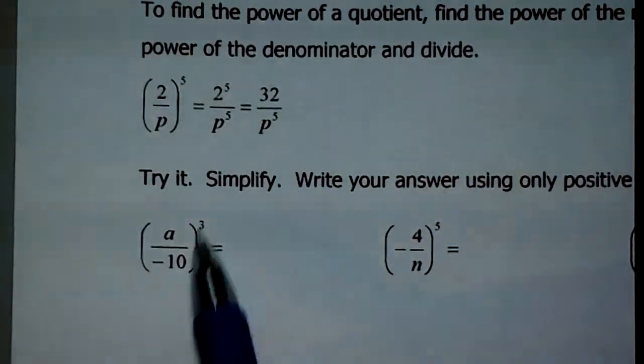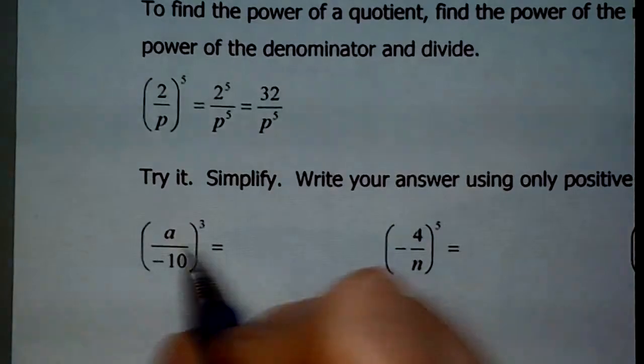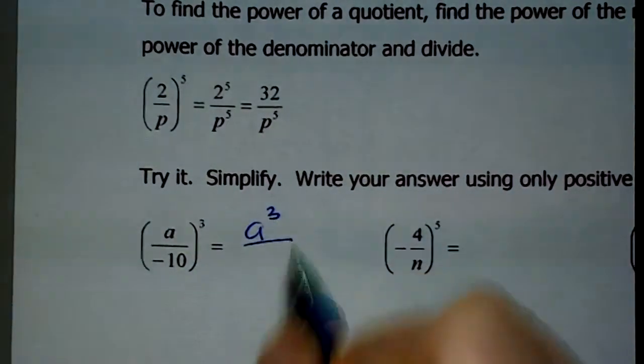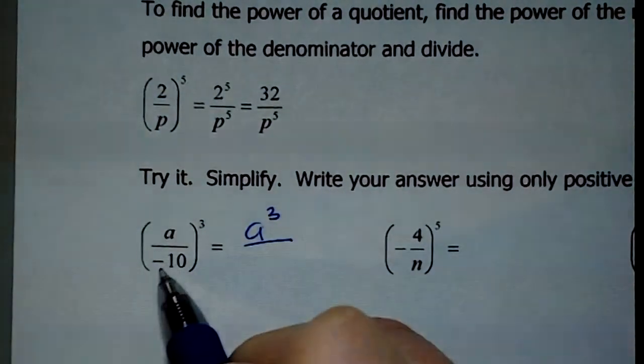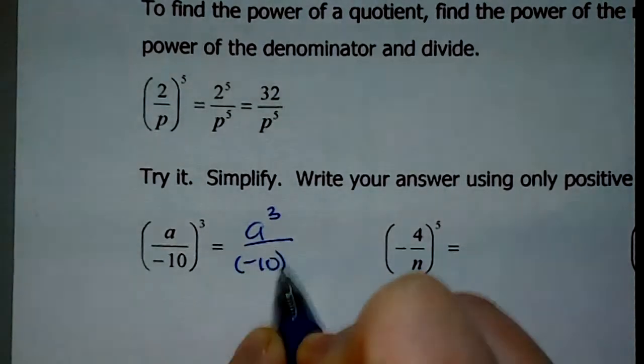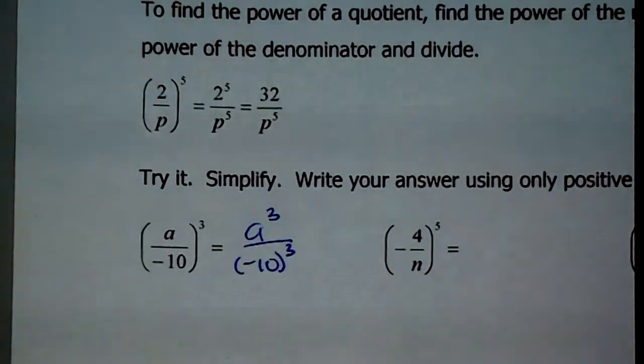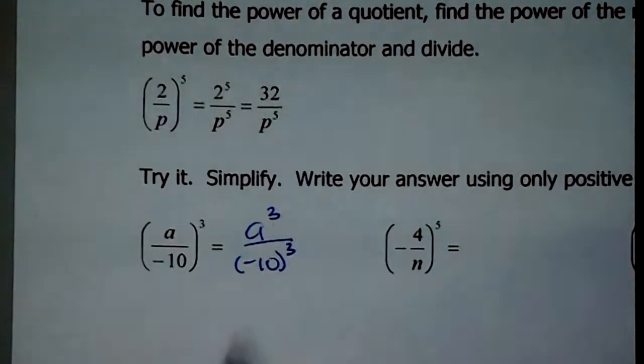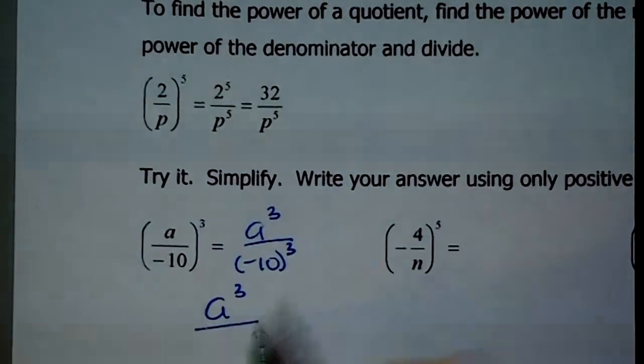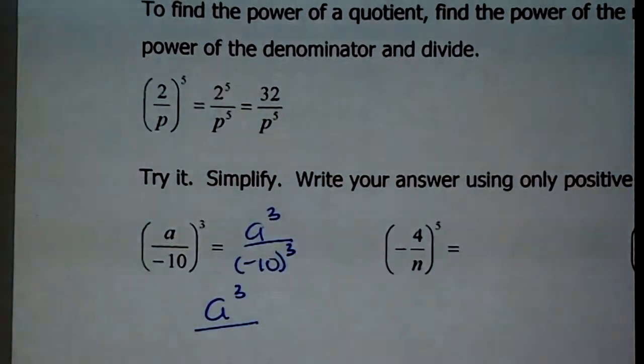I have a positive exponent here. This is great. So this means a to the third power over, and this negative 10 starts off in the parentheses, so I'm going to keep that there because it makes a difference in the end, over negative 10 to the third power. All right, so when we take care of this one, a cubed, I can't do anything with that. But negative 10 cubed, I can.